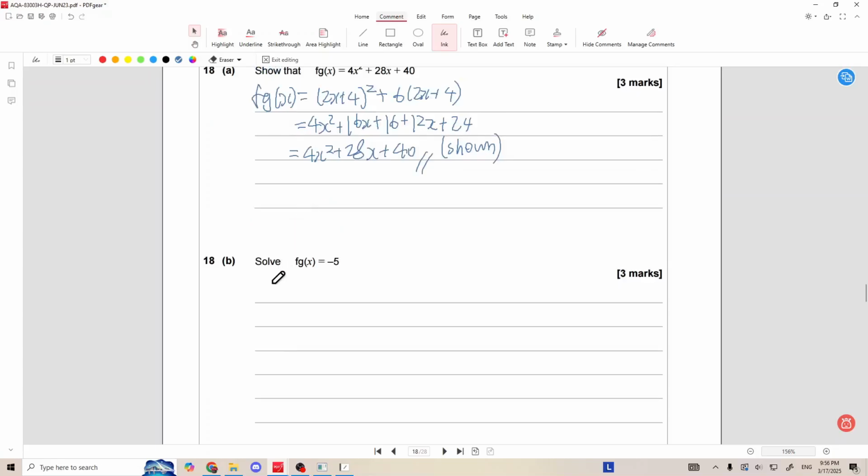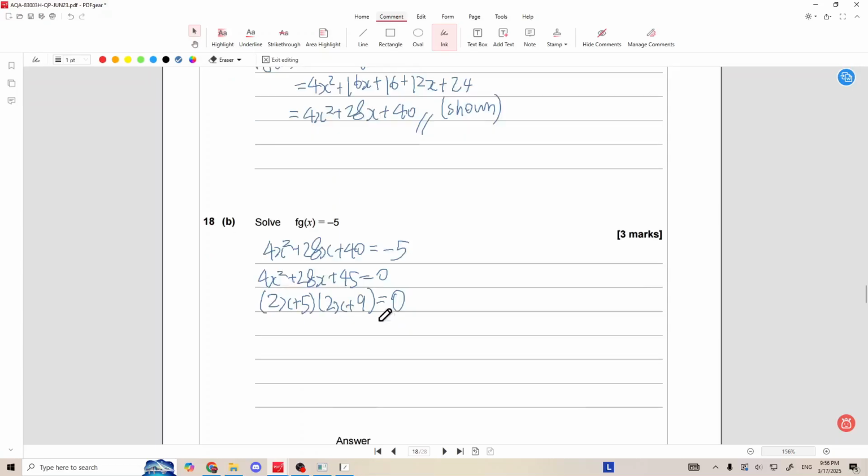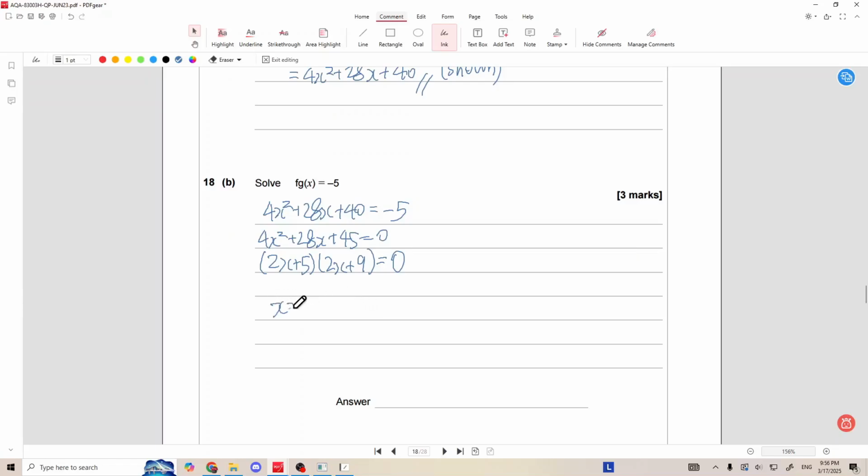So fg x equals minus 5. So 4x squared plus 28x plus 40 equals minus 5, meaning 4x squared plus 28x plus 45 equals 0. Is this factorizable? Let's find out. 4, 28, 45. Wait, it actually is? Okay, so (2x plus 5)(2x plus 9) equals 0. So x equals minus 5 over 2, or x equals minus 9 over 2.